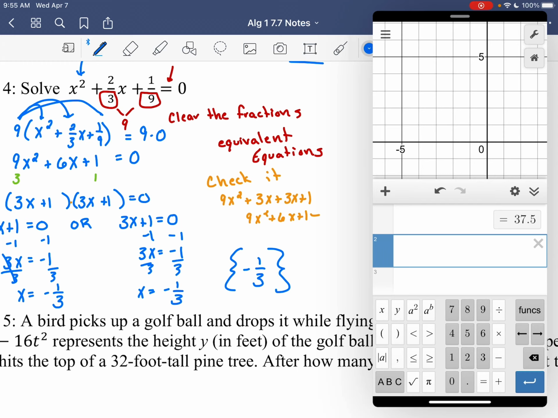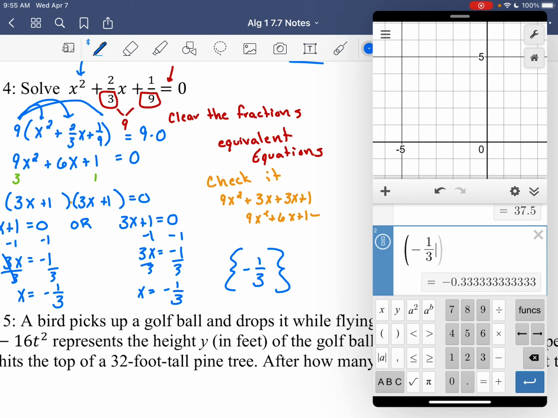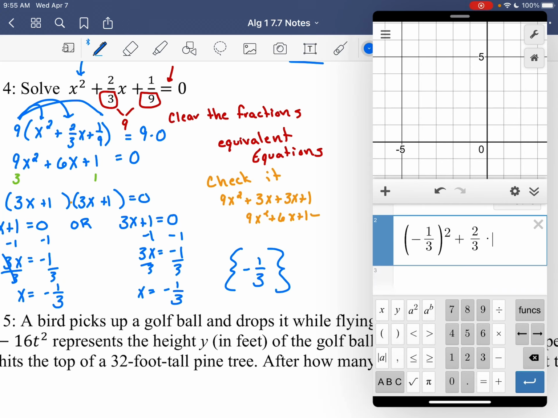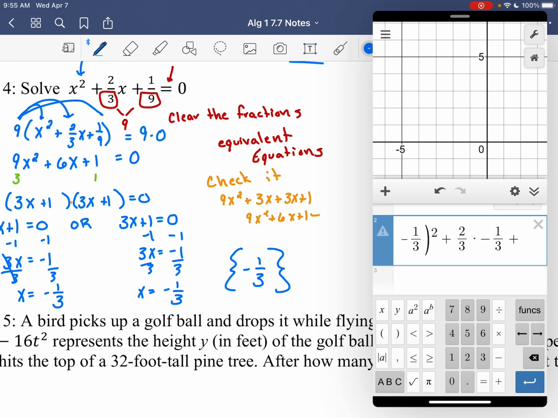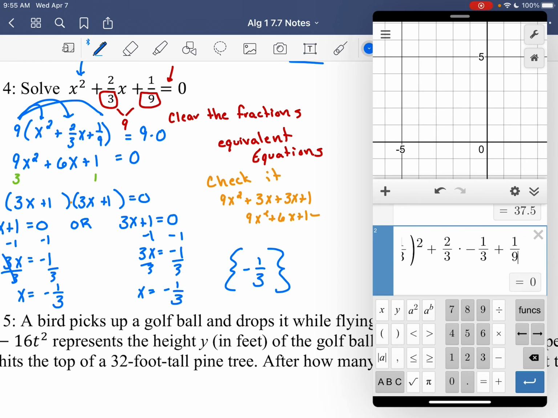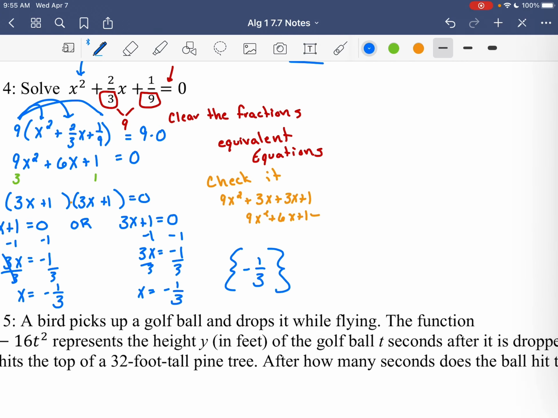All right, so here we'll have negative 1/3 squared plus 2/3 times negative 1/3 plus 1/9, and we better get 0. Whew, it's 0, it worked. Okay, so we checked it again to make sure we put that negative 1/3 back up into our equation and we got it to work.